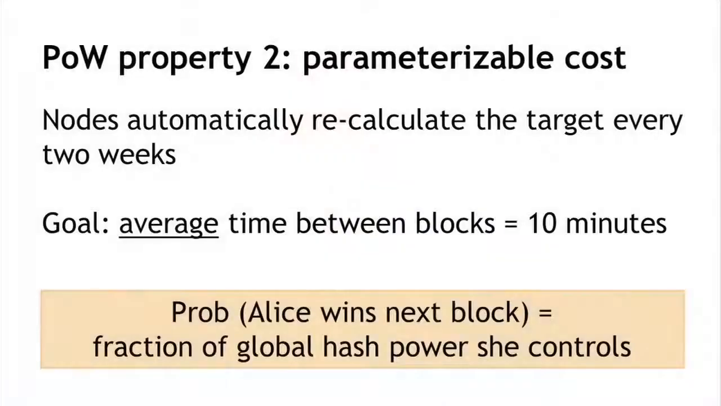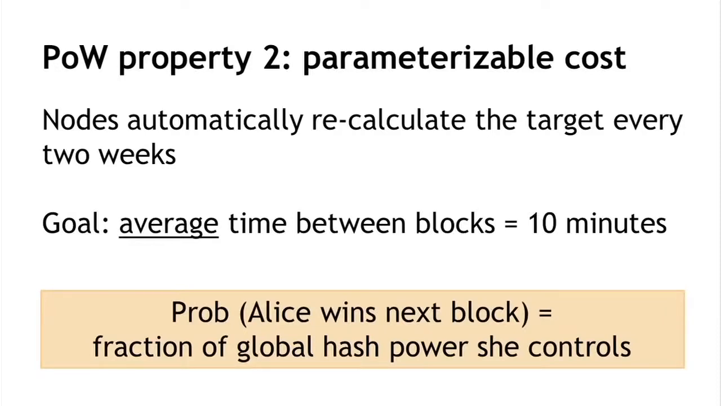So there's a very nice formula to capture this, which is that the probability that any given miner, Alice, is going to win the next block is equivalent to the fraction of global hash power that she controls. Which means that if she has mining hardware that's about 0.1% of total hash power, she will compute roughly 1 in every 1,000 blocks. So why does this readjustment happen?